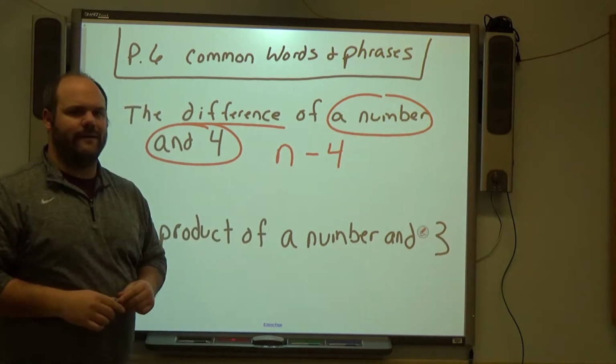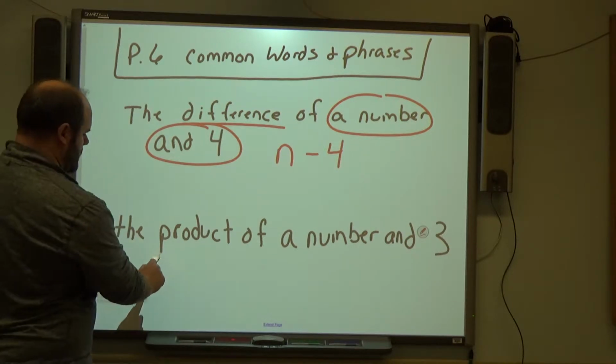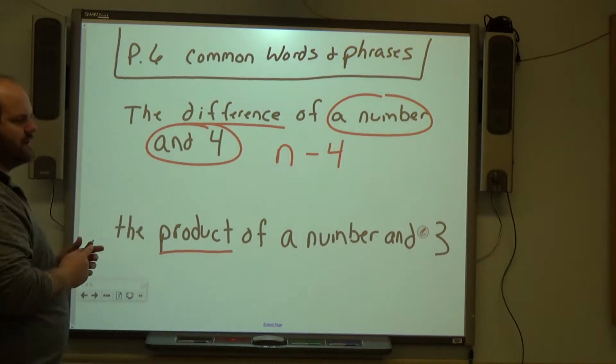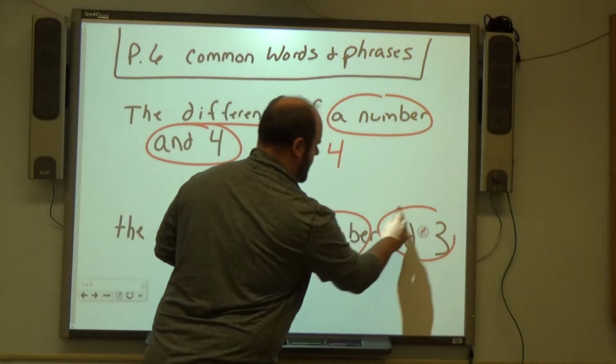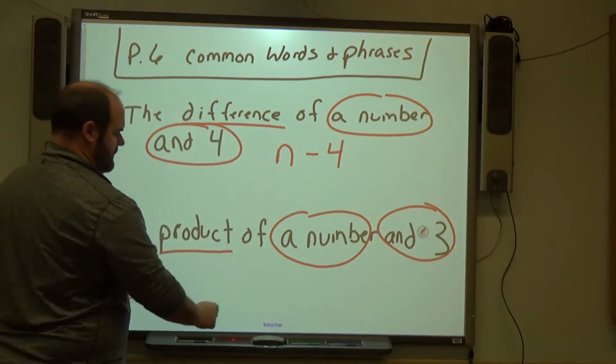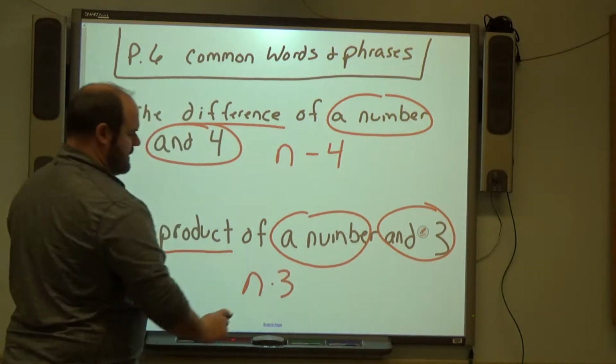It doesn't matter what variable you use, okay, as long as you use a variable. And down here, the word is product, the product of a number and 3. Okay, these are important. A number and 3. So we have n times 3.